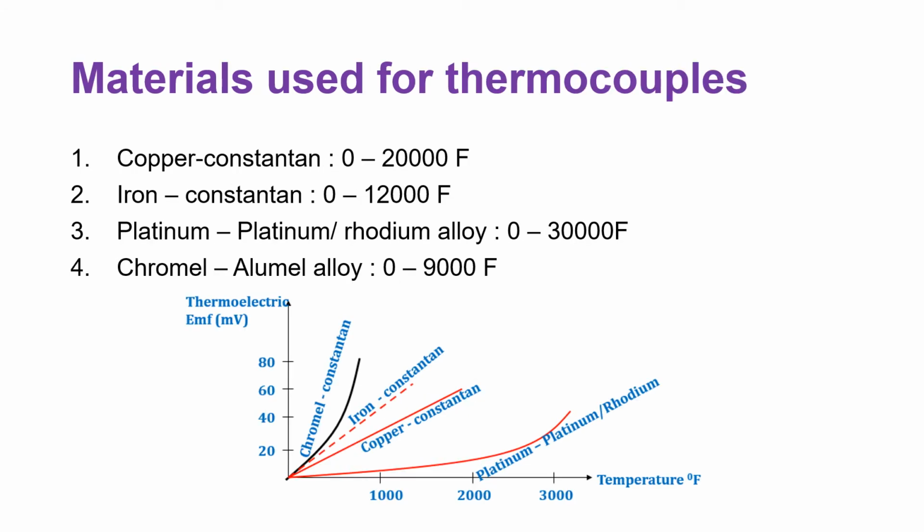Now which are the different materials you can use in a thermocouple? First, copper constantan, second, iron constantan, third, platinum rhodium alloy, and fourth, chromel and alumel alloy. The graph indicates the temperature versus the thermoelectric EMF produced for these different materials.